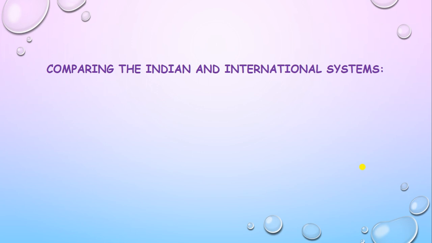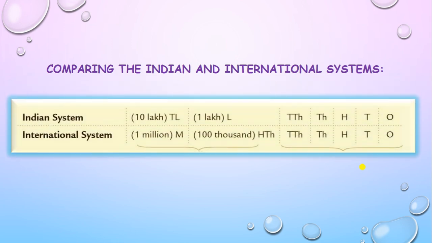Let's compare both the systems. Both systems have the same places till 10,000. After that, the places are different. For example, in the Indian system it is lakh and 10 lakh, whereas in the international system it is 100,000 and million.